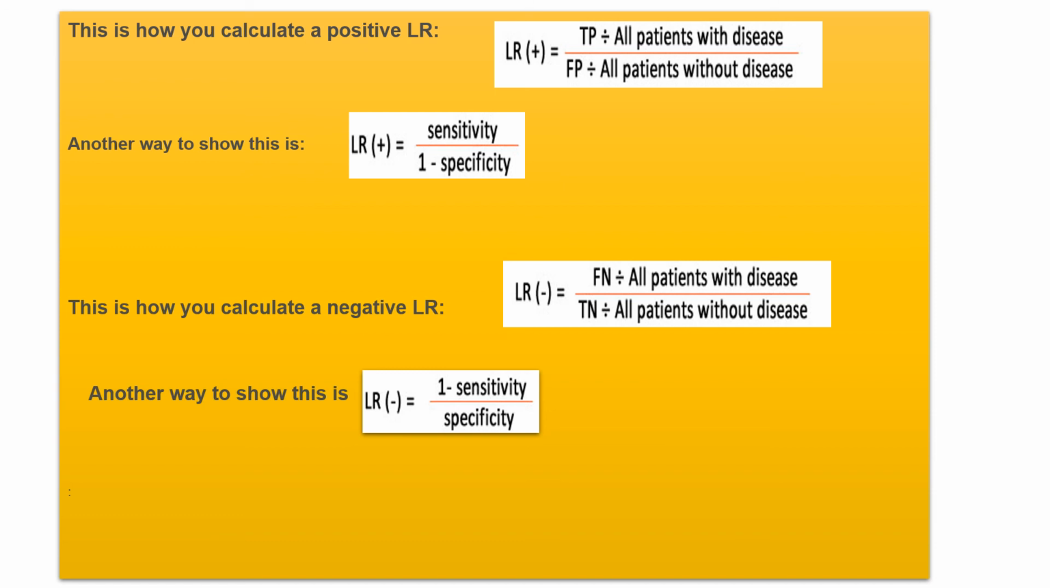But what is the negative likelihood ratio? Negative likelihood ratio is the probability that a test is negative in the people with disease. And also you can find this negative likelihood ratio with two formulas. The first one, false negative divided by all patients with disease, divided by true negative divided by all patients without disease. And the second formula for negative likelihood ratio is 1 minus sensitivity divided by specificity.